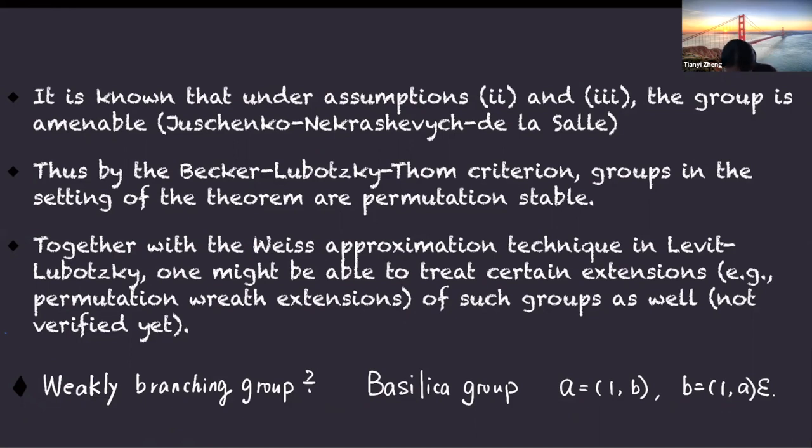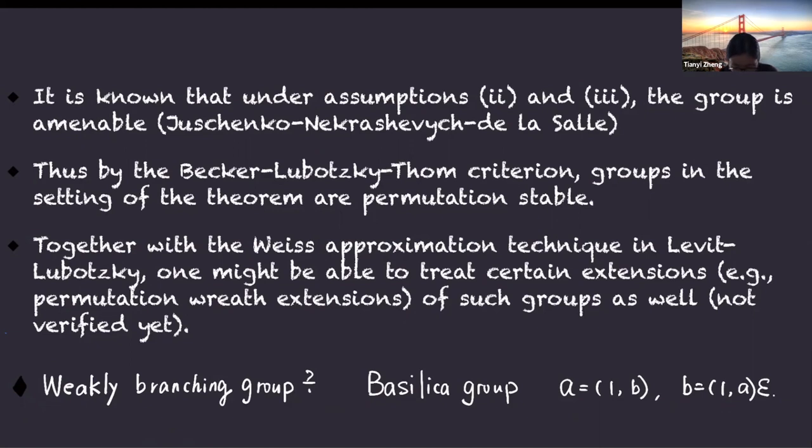And so if you go back to the theorem in the beginning, we are looking at amenable groups whose IRSs are co-sofic. So by this Baker-Lubotzky-Thom criterion, these groups are permutation stable.